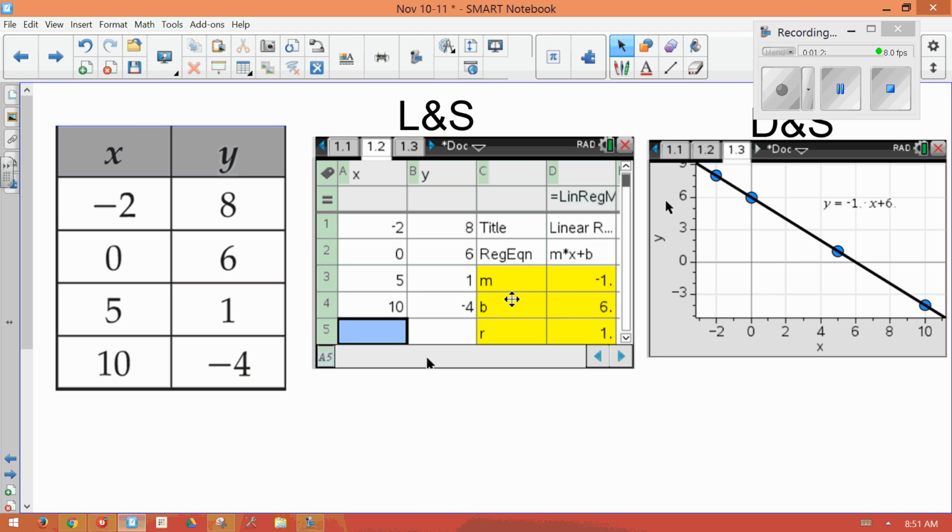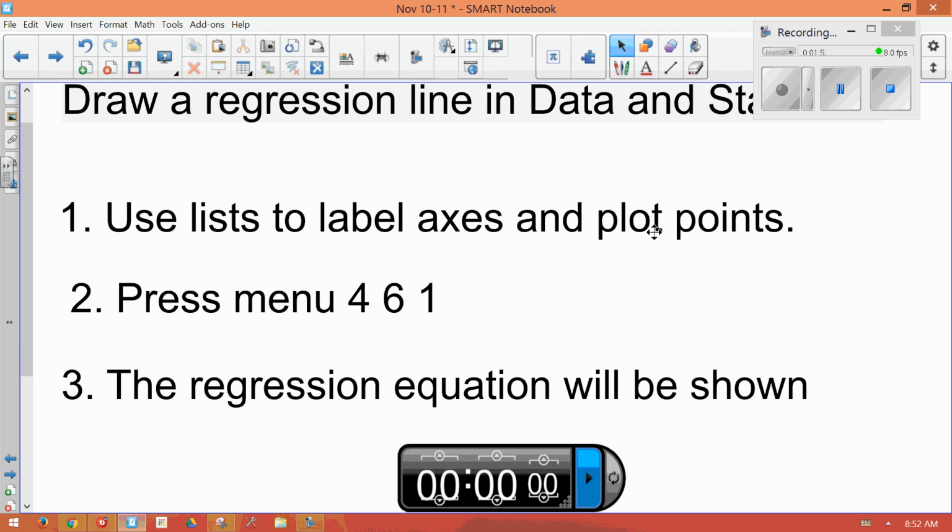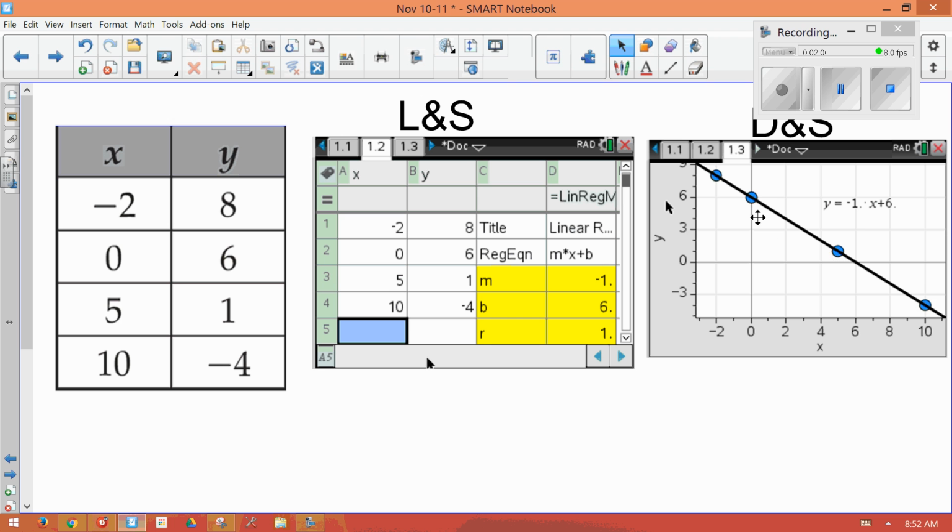And notice that the calculator is telling us that the slope is -1, that the y-intercept is 6, and the correlation coefficient, which is r, is 1, which indicates it's a perfect fit. And of course, when we plot our points in data and statistics, once we use the list to label axes and plot points, press menu 461. We've learned how to draw the regression equation, and there it is. You can see that the line goes perfectly through all the points. So that's what we have learned how to do today.